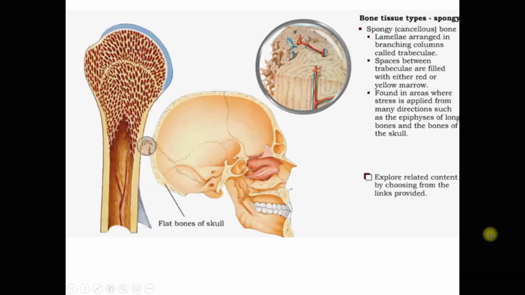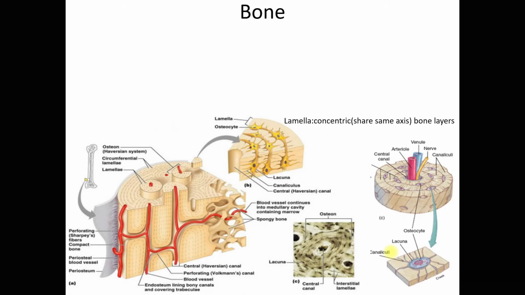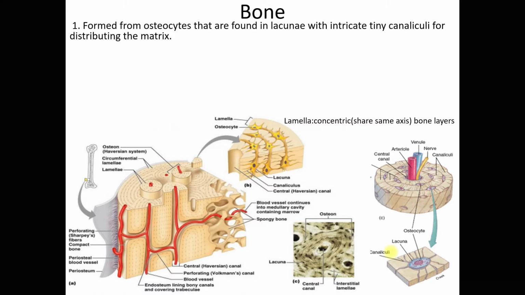Okay, it's finished. Alright, so it's about the bone. Very short video there. Now, bone, this first special connective tissue here. Bone is formed from osteocytes. Osteo means bone, cyte is cell, so bone cell. Right, so formed from osteocytes.